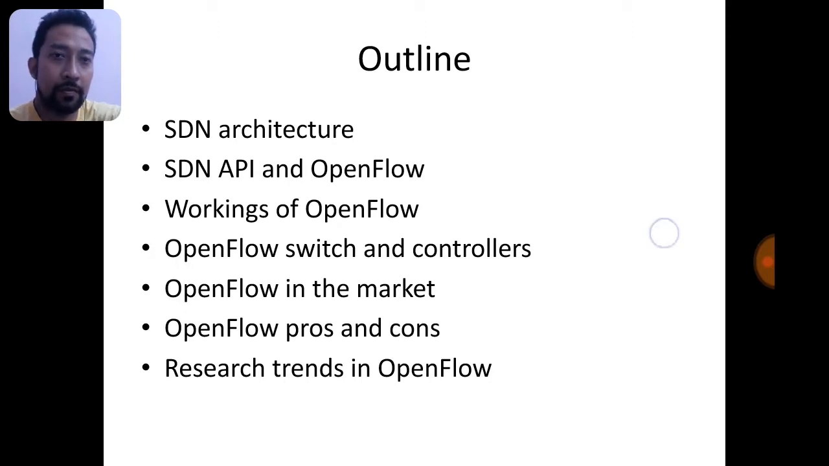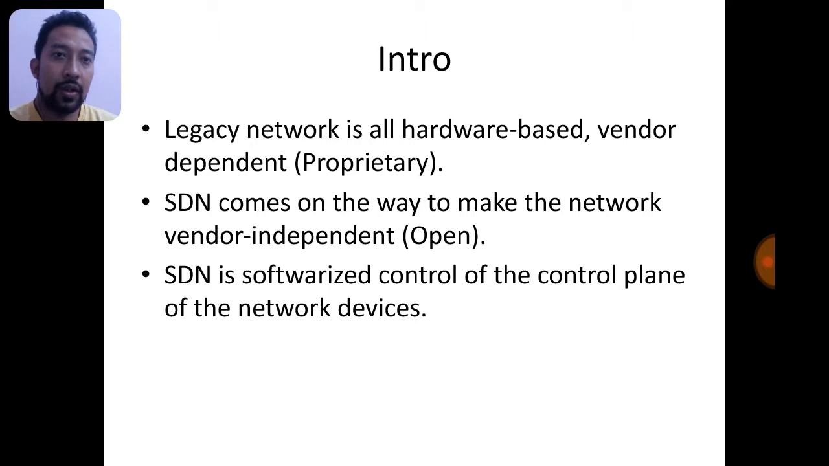As an introduction, I would like to say that all the legacy networks that we see, the traditional networks, are all hardware based. Since it is hardware based, everything is vendor dependent. So we can say these are all proprietary devices. SDN comes along to make the network vendor independent, and it provides openness in the sense that it gives you an API that enables software control over the whole network. So SDN is basically software control over the control plane of the network devices.